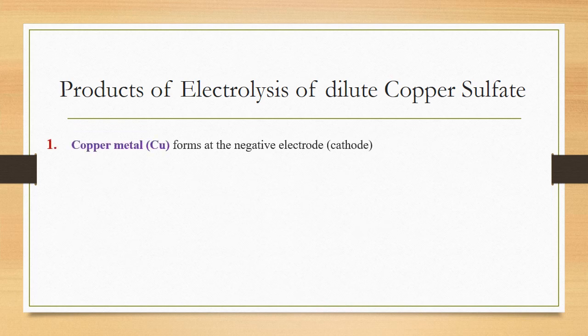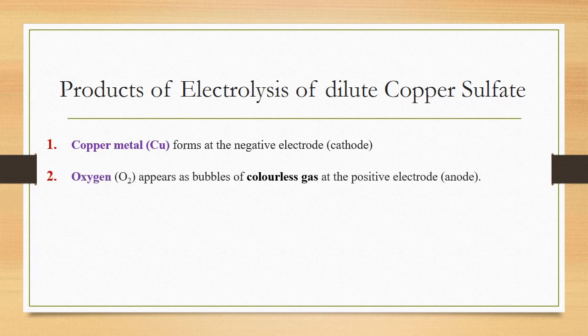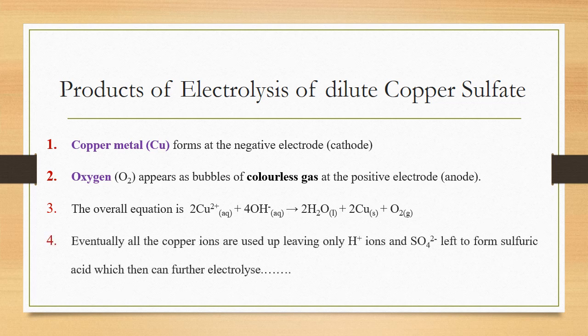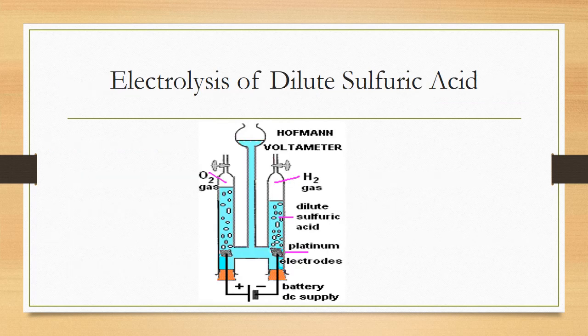So the products are going to be copper metal at the negative electrode, and oxygen as a colorless gas at the anode, and that is the overall equation: 2Cu2+ plus 4OH- gives 2H2O plus 2Cu plus O2. As I've just said, eventually all the copper ions are used up to make copper and all the hydroxide ions are used up to make oxygen. So it only leaves protons and sulfate ions in solution, which creates sulfuric acid, which can then undergo further electrolysis, which is the last example.